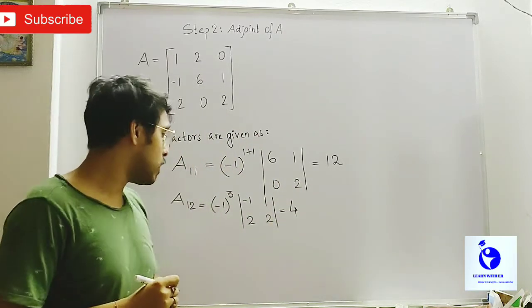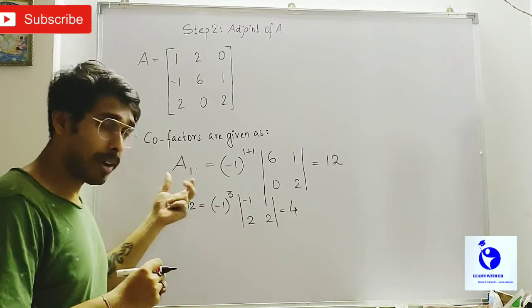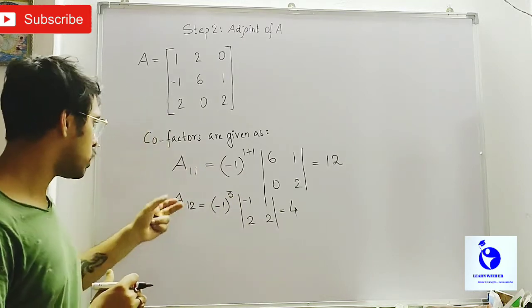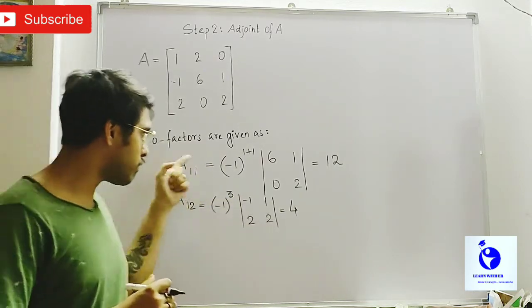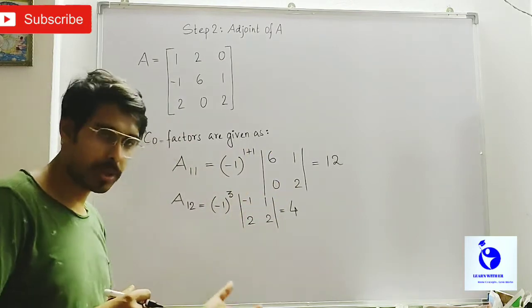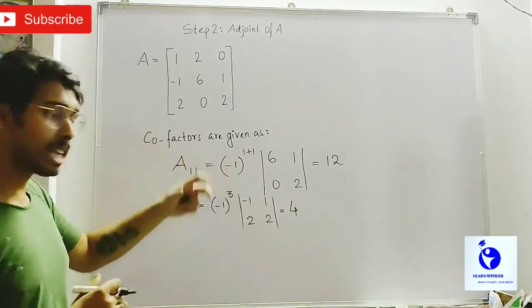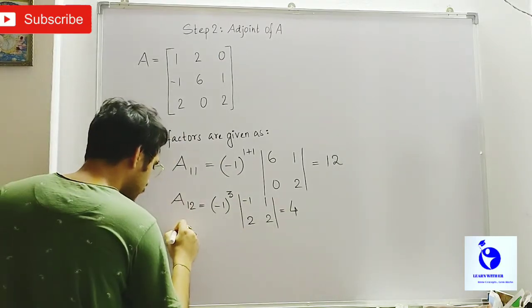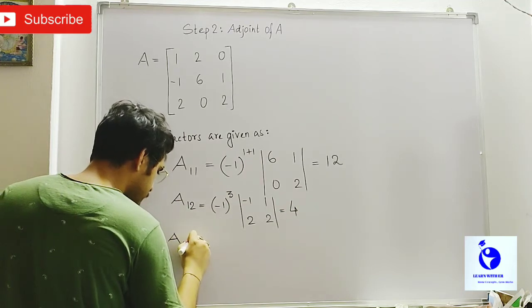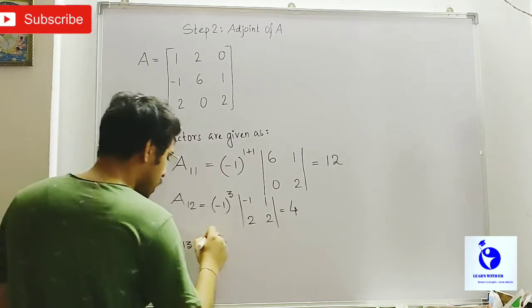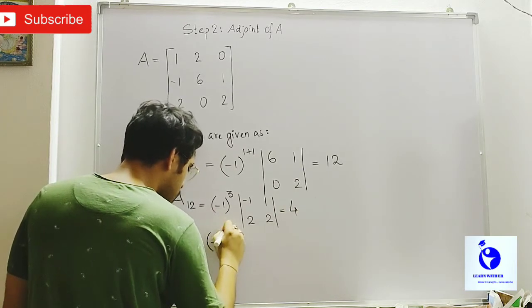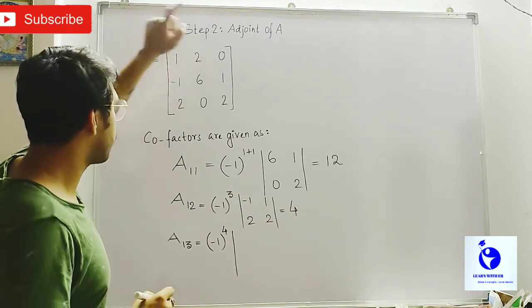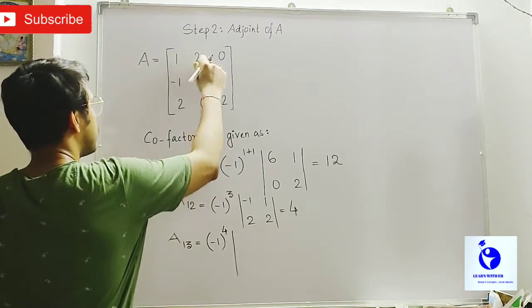Okay. So I will tell you once again that whatever I have done, I have already jotted down this 1 plus 2 directly. So I am not doing this again and again. I have just shown you the first one, and I will be continuing with the same logic. Okay, I will be explaining how I am getting. So A12 is 4. The next one, A13. So A13 will be minus 1 to the power of 4, and the minor of this one. So minor of this one will be minus 1, 6, 2, 0.